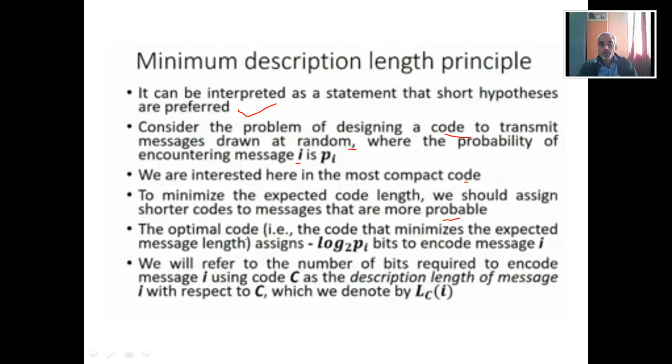So the optimal code, that is the code that minimizes the expected message length, assigns minus log of probability of i. What is P of i? The probability of having that particular message, message i. So we try to assign minus log P i bits to encode this message i. So whatever the message i is, we want to encode that particular message. Now we will refer to the number of bits required to encode message i. How many bits are required to encode a message?